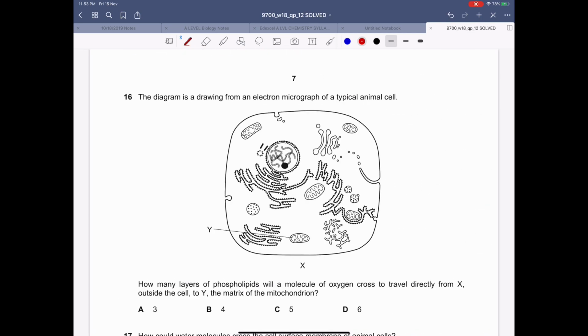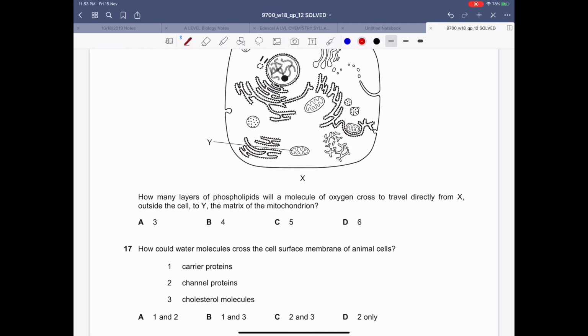Next question. The diagram is a drawing from an electron micrograph of a typical animal cell. Structure-wise, a mitochondria, I can say that. X, okay. How many layers of phospholipid will a molecule of oxygen cross to travel directly from X, outside the cell, to Y, the matrix of the mitochondria? So there will be 2 here, 2 over here, and 2 over here. So I would say 6.